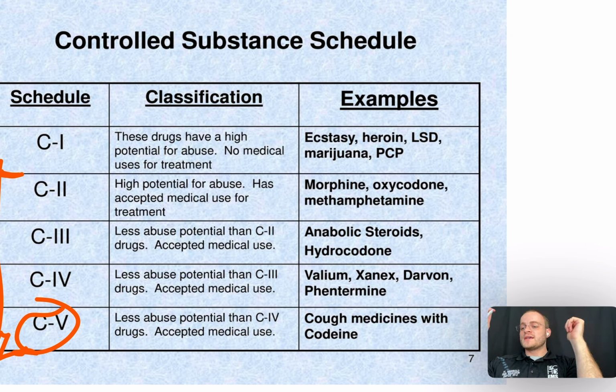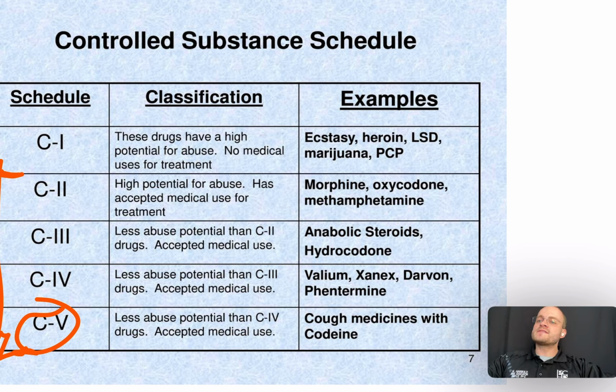And then a C2. So this is the highest level of acceptable medical use, but it has the highest potential for abuse. So morphine, oxycodone, and methamphetamine. What? Methamphetamine has legitimate medical use? It does. It's called Desoxyn, that's the trade name. It's used for ADHD, narcolepsy, and to treat obesity. It's not used very often, but it is a legitimate medication that's used in the United States, right? Amphetamine salts, Adderall, very similar to methamphetamine minus the methyl group. So very similar, and that's also a C2.